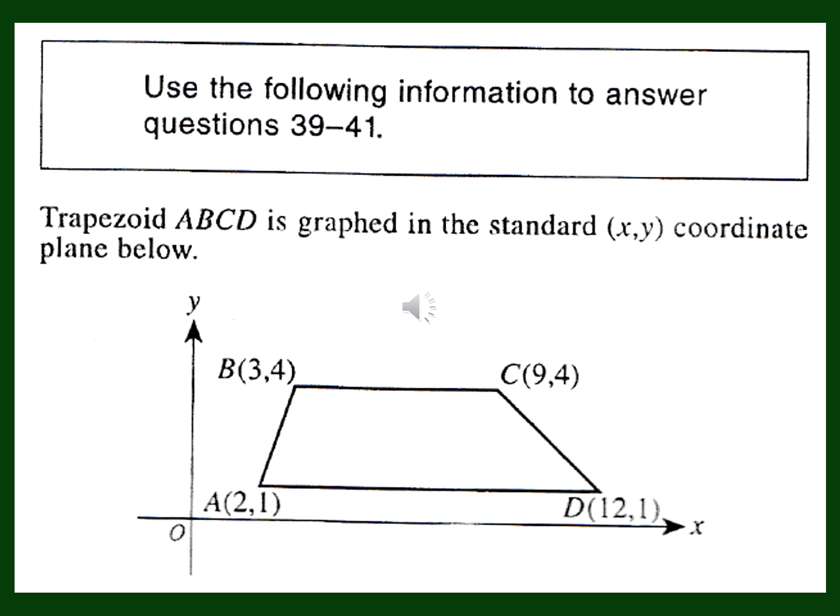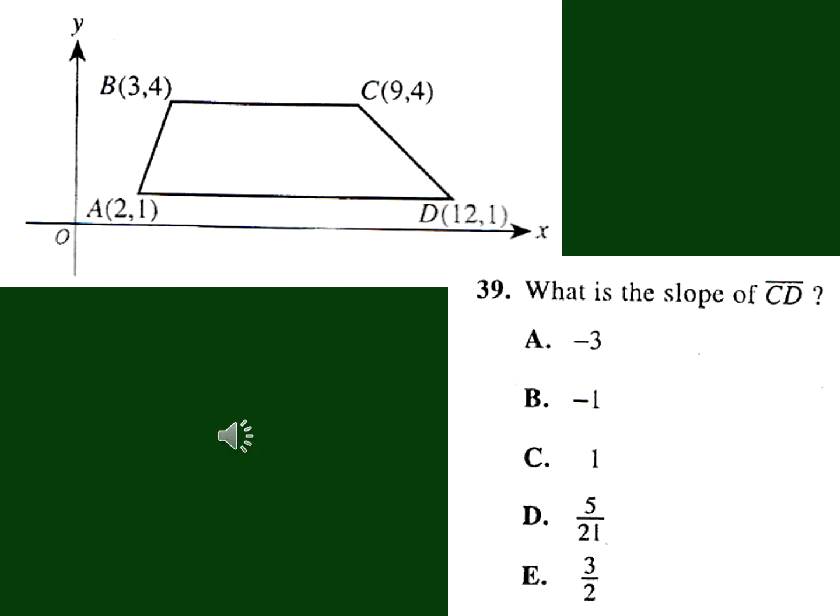And then we have another situation where we use the same introduction for multiple problems. Here it says trapezoid ABCD is graphed in the standard XY coordinate plane below, and you can see a trapezoid there, and they're going to ask us 3 different questions about it. First question is, what's the slope of CD? The choices they give us are -3, -1, 1, 5/21, and 3/2.